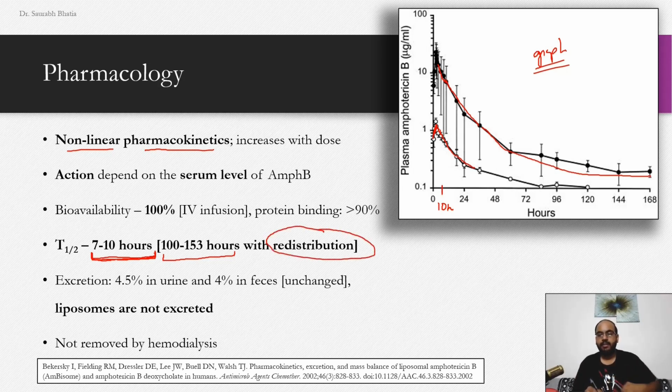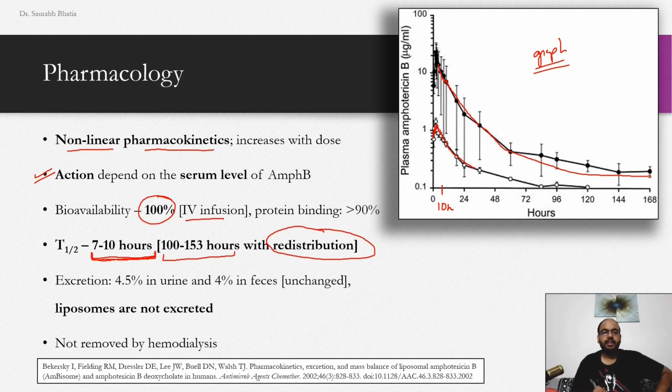Remember, the last time we saw this kind of redistribution capability was with clofazimine, when we were talking about Hansen's, isn't it? So action may not be dose related, but depends on the serum level of amphotericin B. The bioavailability is 100% because it's an IV infusion. It's not an oral drug. It is strictly an IV drug. So the bioavailability is 100%.